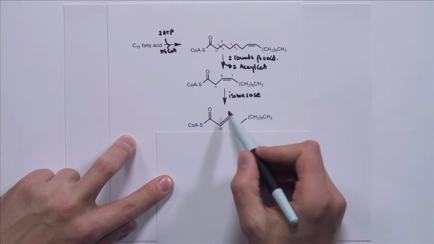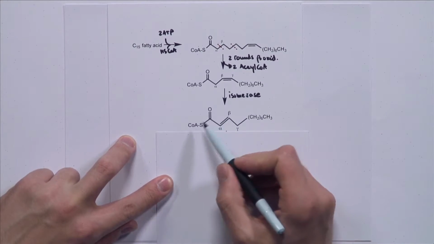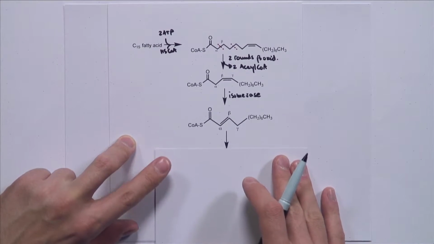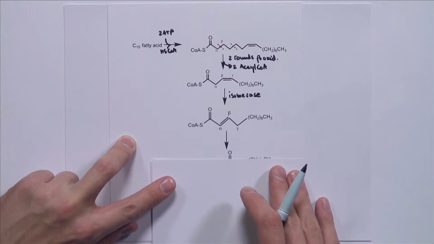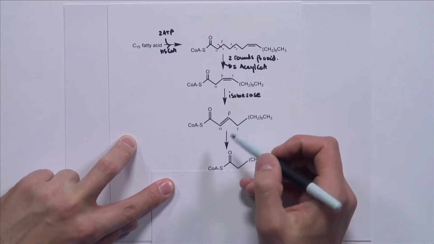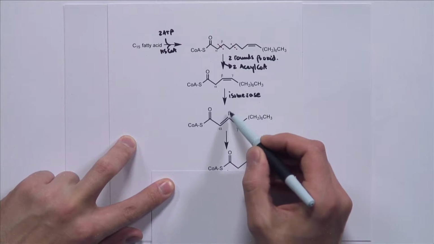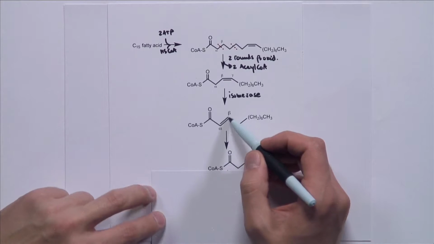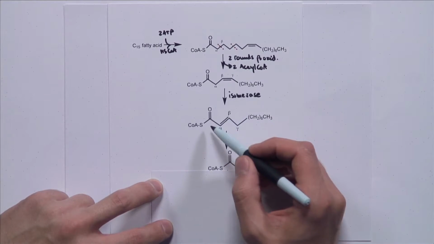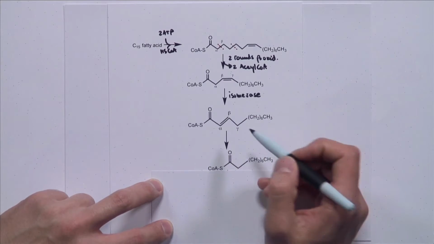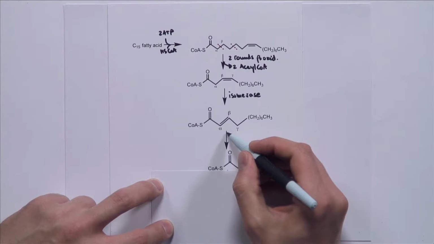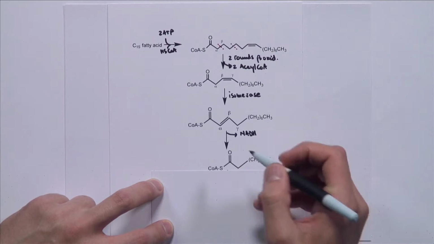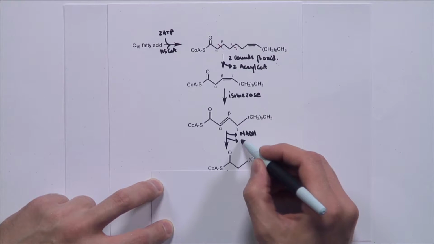And this alpha-beta unsaturated thioester can continue in a manner similar to the beta oxidation. So first we add water to form a hydroxyl here at the beta position. Then that hydroxyl is going to oxidize to form a keto group. And the thiolase is going to generate acetyl-CoA and another thioester shown here. So from here, we're going to generate 1 molecule of NADH and 1 molecule of acetyl-CoA.